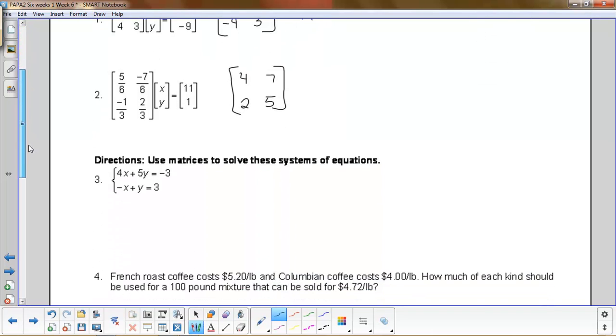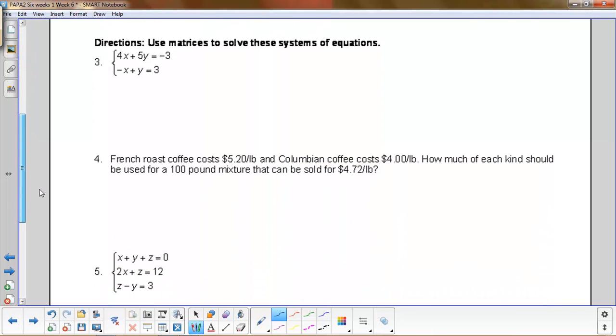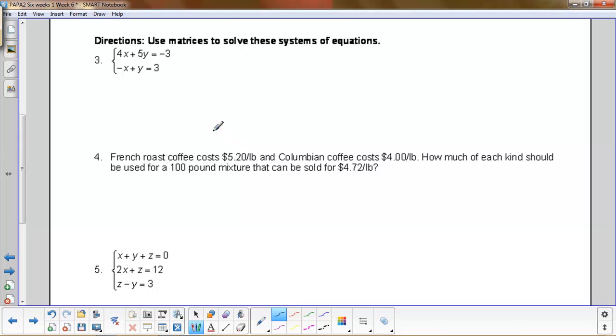All right. When using matrices to solve systems of equations, the equations must be written in standard form. That is, AX plus BY equals C. The same can be said for example number 5. We'll get to that in a moment, but it's got to be in standard form. If it's not, the matrix will not work.